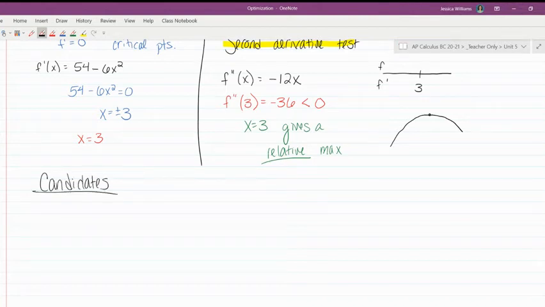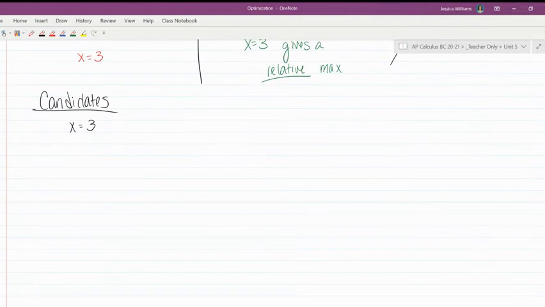So here are our candidates for the absolute max. It could be at 3, our relative max could be our absolute max. It could be at 0, or it could be at 4, because those are our endpoints. And this is so simple that it seems unnecessary. We're just going to plug in and find out.